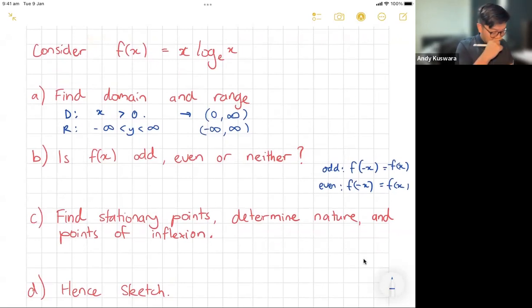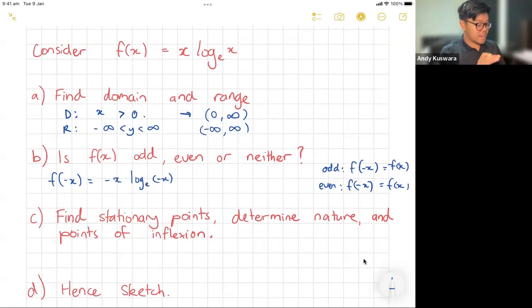If I go f of negative x, this becomes negative x times log e of negative x. Now, is that the negative of f of x? It's almost a negative, but in this case, the function can't be even.